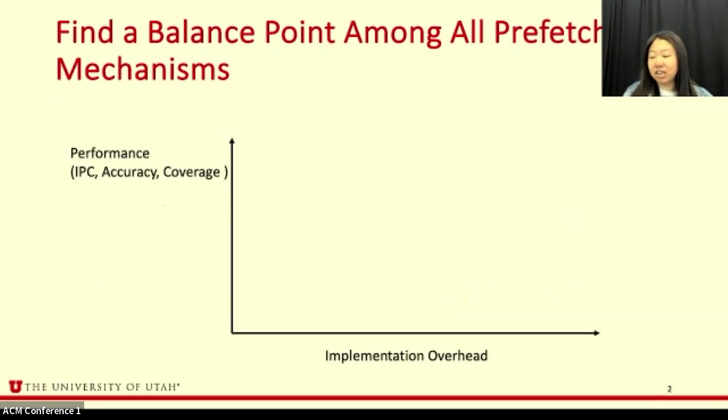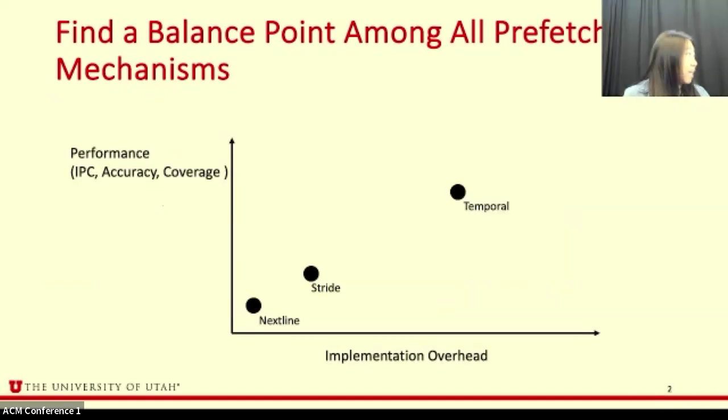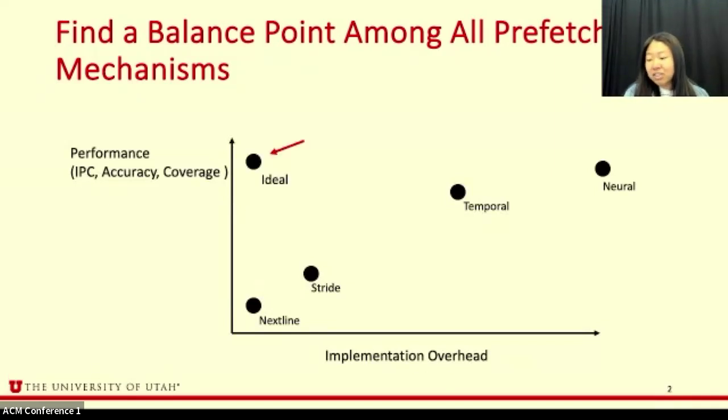Some prefetchers are easy to implement, but the performance is not optimal, like the very easy next line prefetcher, and also the spread prefetchers. Some prefetchers have great performance, but the implementation cost is high, like a temporal prefetcher and then the neuron prefetcher. The neuron prefetcher is even hard to implement in practice. So the ideal solution is to build a prefetcher that has low implementation cost while maintaining good performance in terms of IPC, accuracy, and coverage.